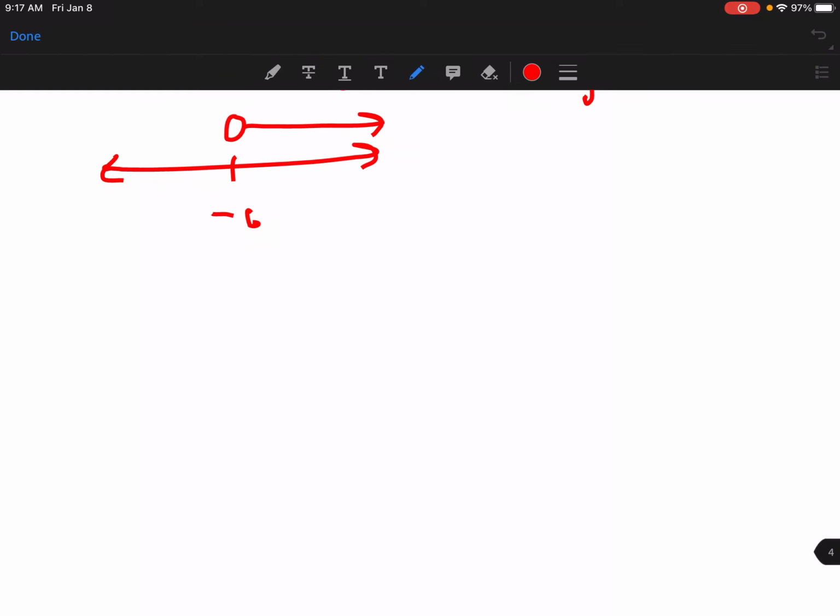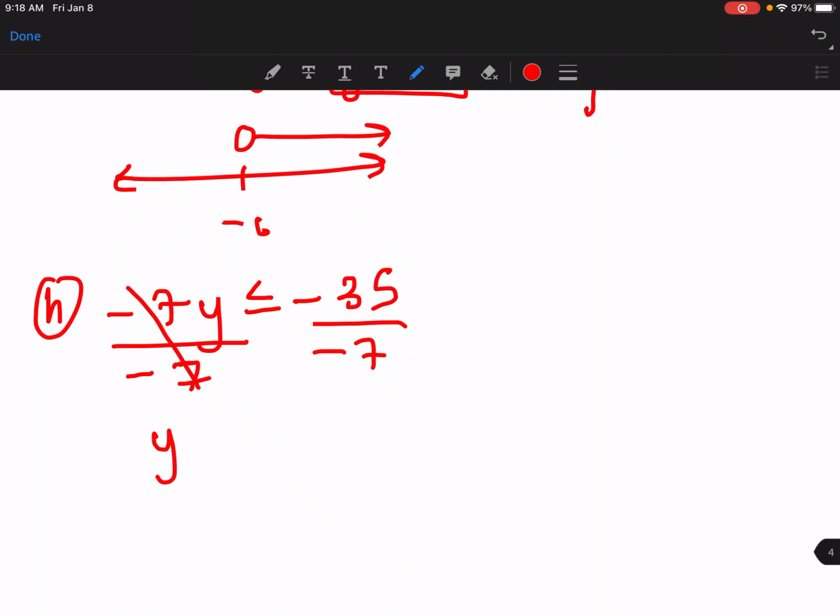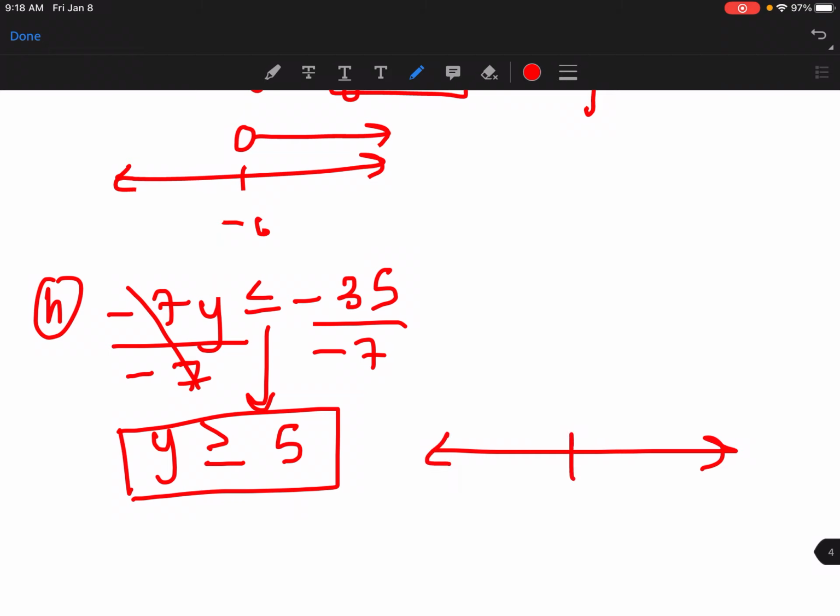Then let's look at one last one. What if I have negative 7y is less than or equal to negative 35? To solve this, we need to divide both sides by negative 7. Again, anytime I multiply or divide by a negative number, I need to change my sign. So from less than or equal to will become greater than or equal to 5. Here my y variable is already on the left side, so I'm going to leave it as that at 5. This time it's going to be a closed circle, and it is pointing to the right side.